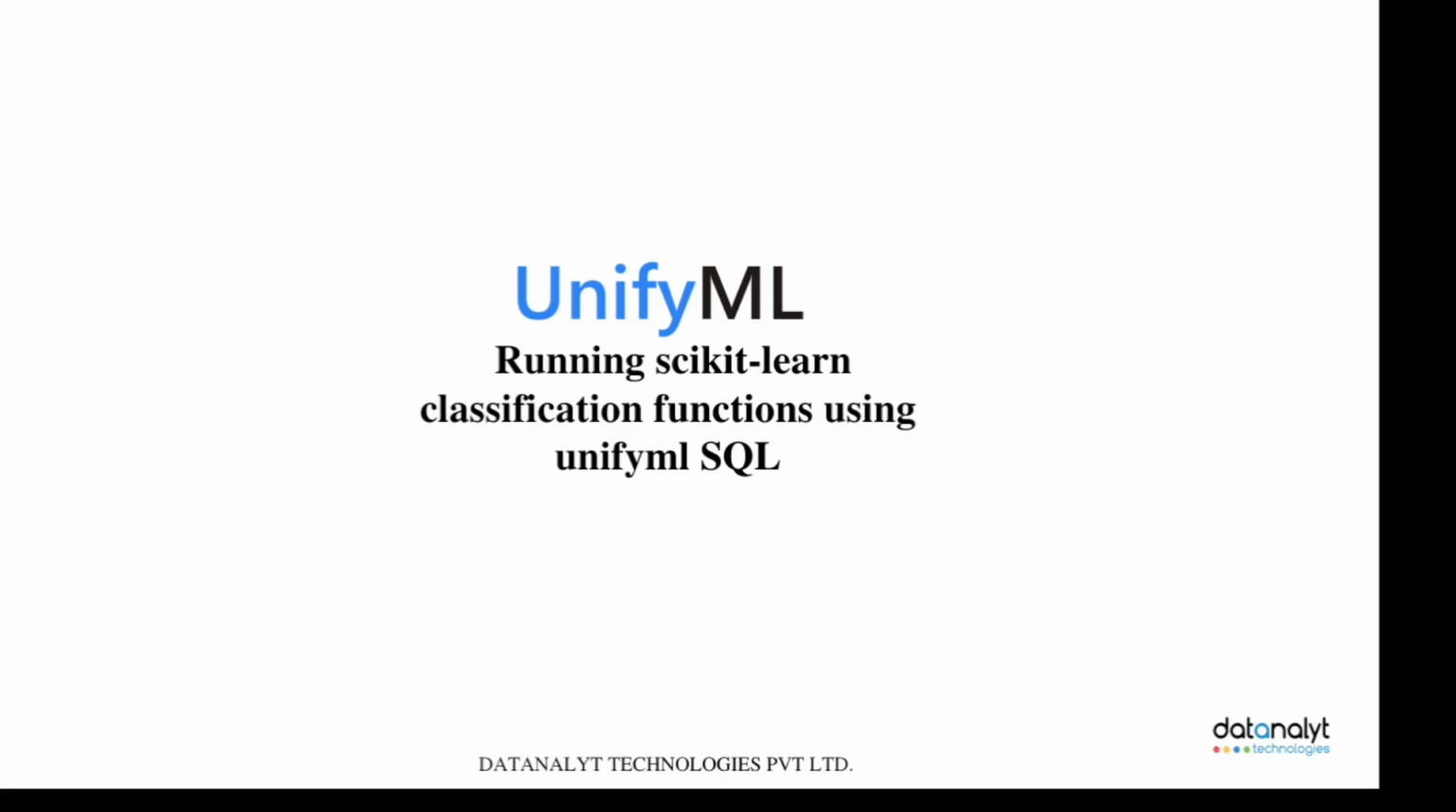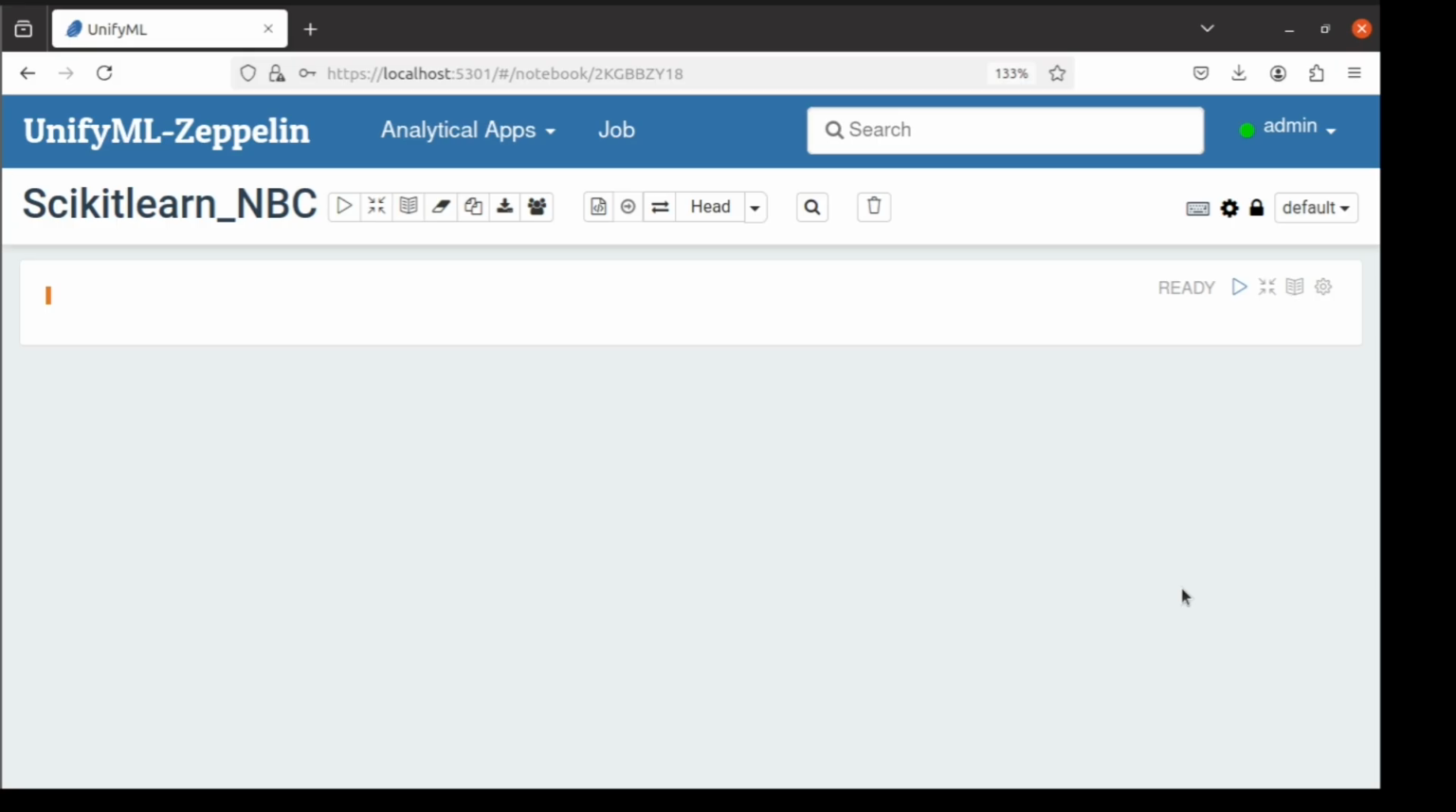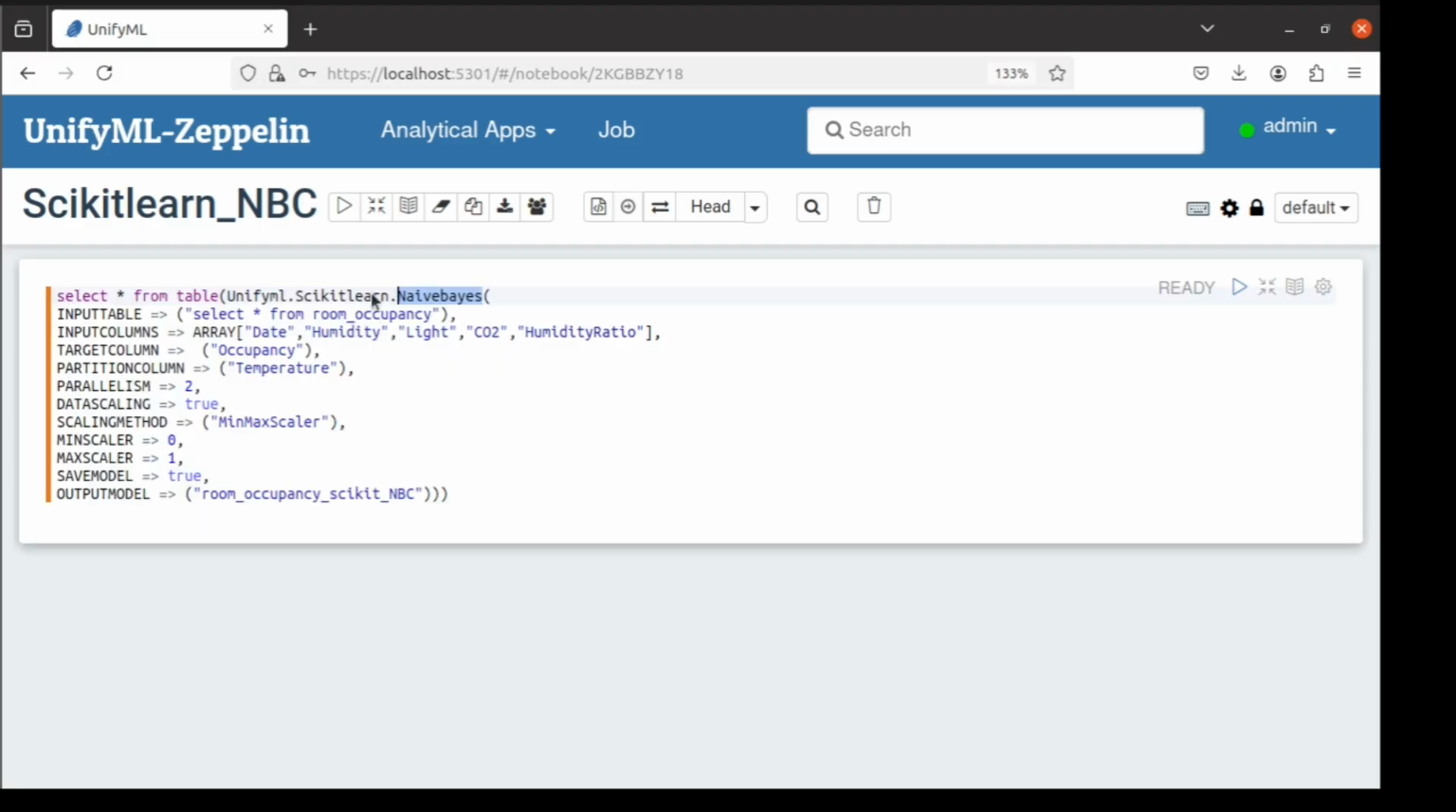In this video, we'll explore running Scikit-Learn classification functions using UnifyML SQL with a focus on the Naïve Bayes classification algorithm. We'll walk through how to use the Scikit-Learn Naïve Bayes classifier with a UnifyML query. First, specify the input table name, along with the necessary input columns and the target column that you want to predict. Also, define the partition column on which you want to partition the data.